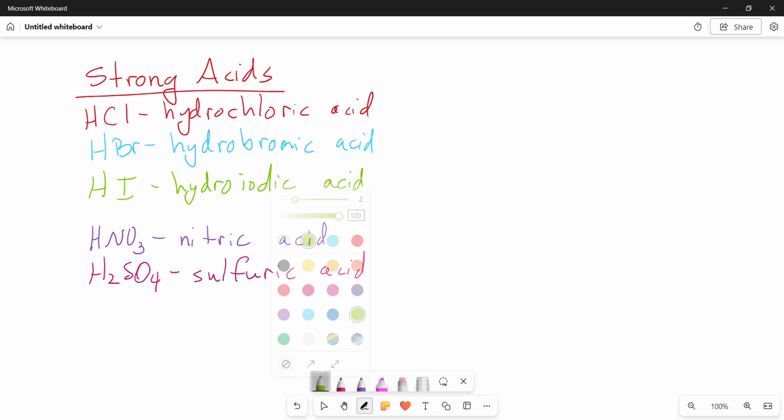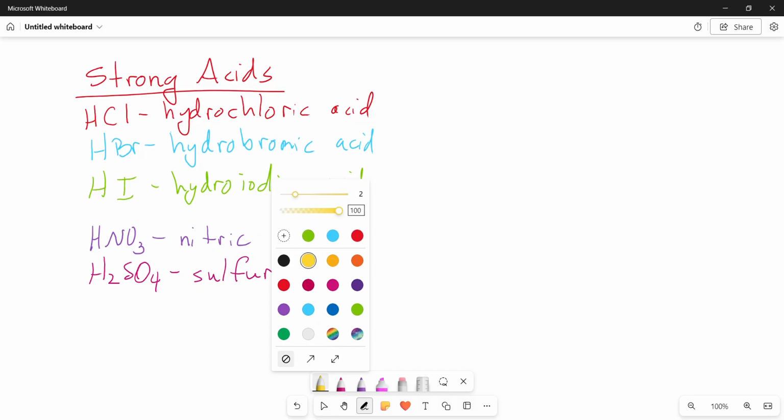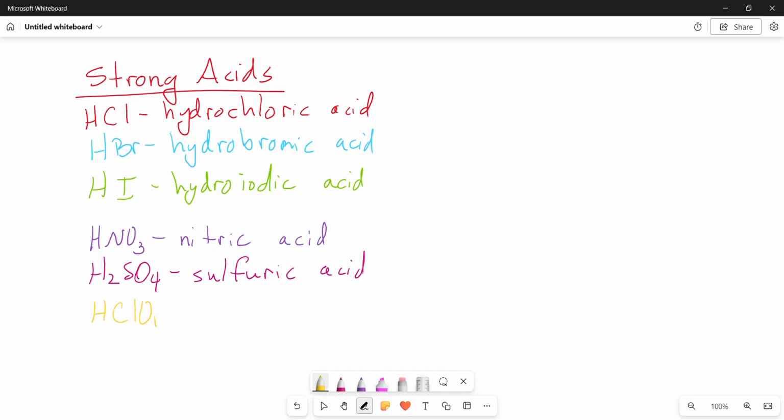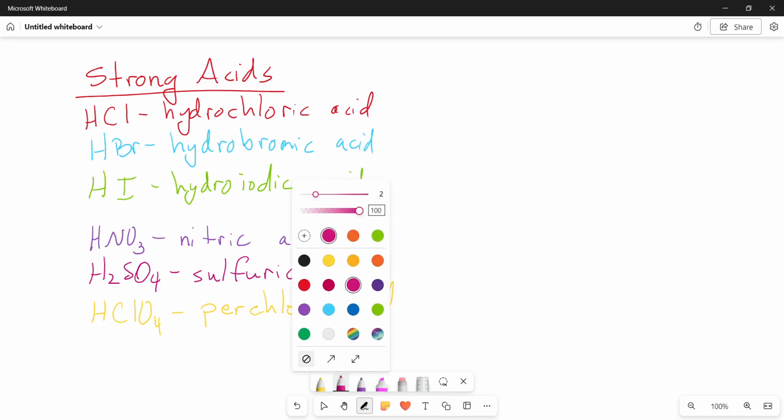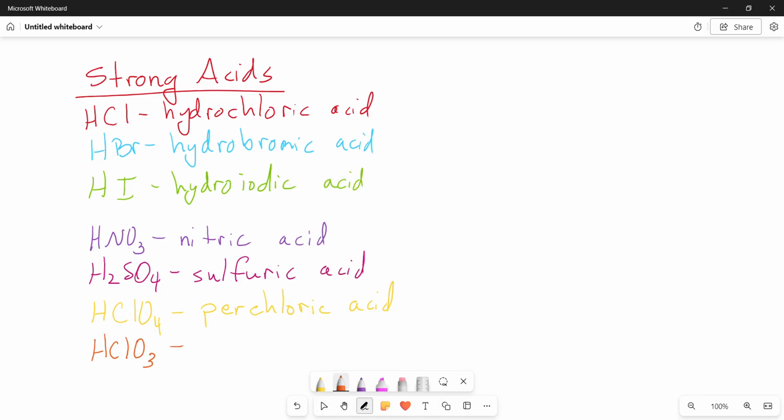And then there is HClO4, perchloric acid, and finally there is HClO3, chloric acid. Now this last one, chloric acid, depends on what book you look in. Some books list it as a strong acid, some books don't. I don't know. There's always goofy stuff like that.